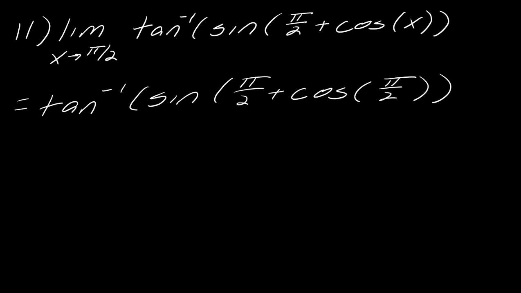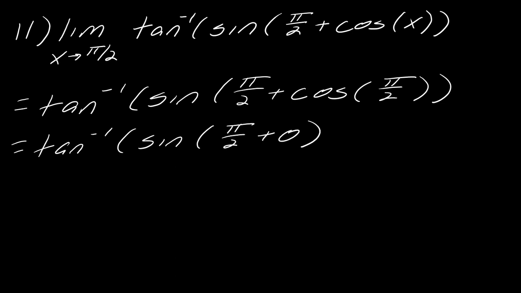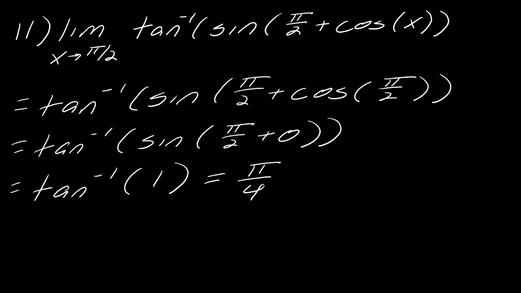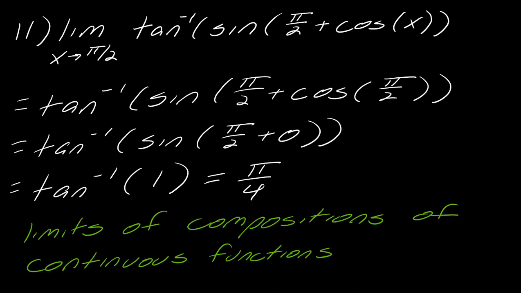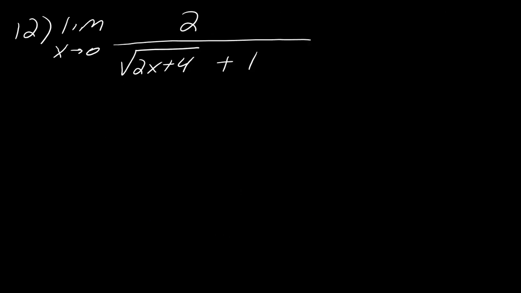So for instance, the cosine of pi over 2, I just plugged in that limit, that's just 0, right? So this is going to leave me with inverse tangent of sine of pi over 2 plus 0. So then I just have to take the sine of pi over 2, which is equal to 1. So now I've got inverse tangent of just 1. And you could use a unit circle, but the answer to this is just going to equal pi over 4. And if you're looking for more practice problems, you can look up limits of compositions of continuous functions.